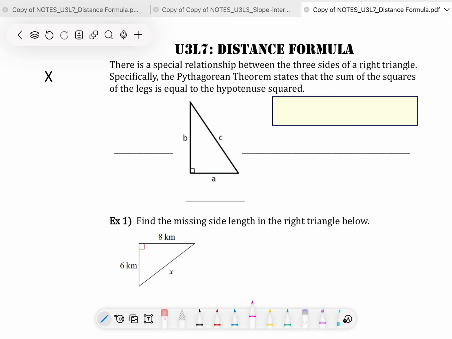So first I want to talk about what the Pythagorean theorem says, because the distance formula is an application of the Pythagorean theorem. Okay, so here, first of all, I want to point out that I have a right triangle. I know that because of the right angle. And the two sides that meet at that right angle are the legs. And then the side across from the right angle is the hypotenuse. So basically, A and B are both legs of this right triangle. And then C, which is across from the right angle, is going to be our hypotenuse.